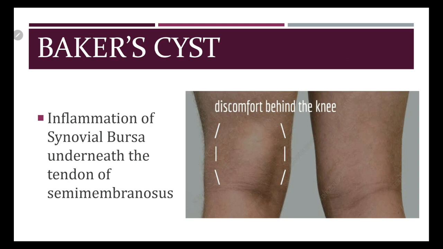Now coming to the clinical part of popliteal fossa. We have already seen popliteal aneurysm in the clinical significance of adductor canal. Now we will see the Baker's cyst. Baker's cyst is a cystic swelling which occurs in the popliteal fossa due to inflammation of synovial bursa underneath the tendon of semimembranosus or protrusion of the synovial membrane of the cavity of the knee joint through the fibrous capsule of the joint. So you can see this is the cyst in the popliteal fossa behind the knee, and here there is discomfort.